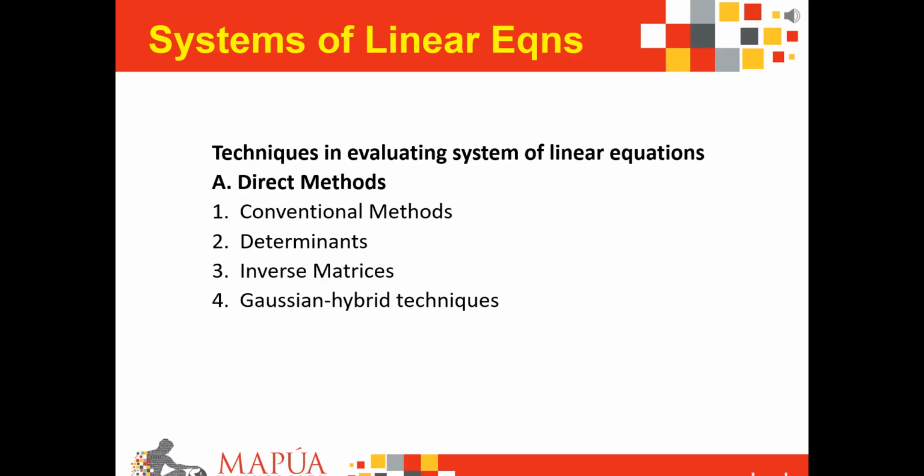Other techniques like the Gaussian hybrid techniques are also considered to be direct methods, since they directly manipulate your given matrix and evaluate your unknown variables. Such techniques are referred to as Gauss-Jordan elimination and Gauss-Jordan reduction techniques, which were hybrids of your Gaussian elimination technique. In evaluating a system of linear equations using this process, you need to follow certain steps and strictly adhere to them, much like your Gaussian elimination technique.